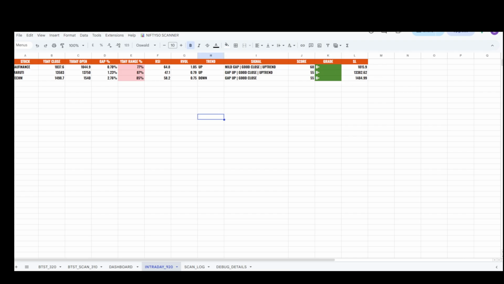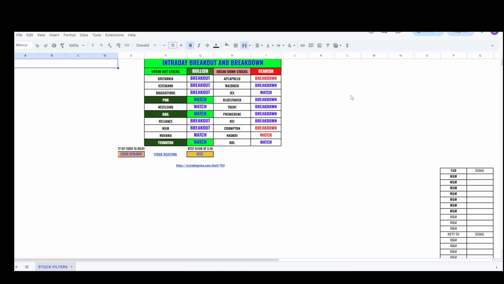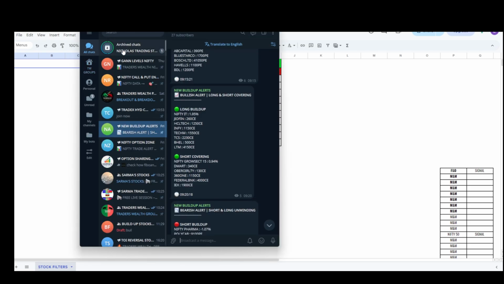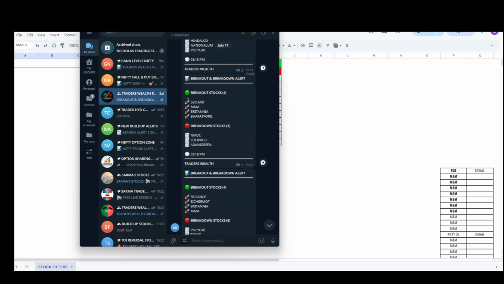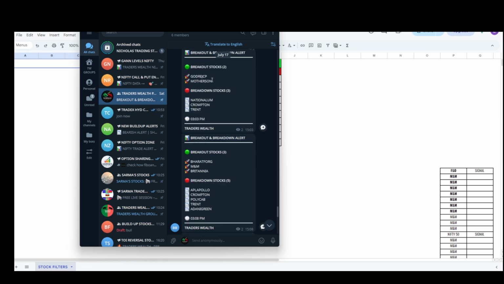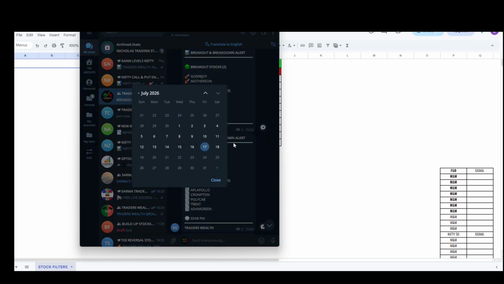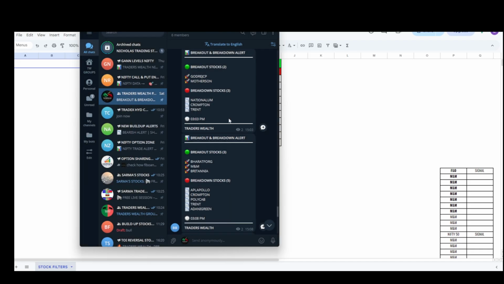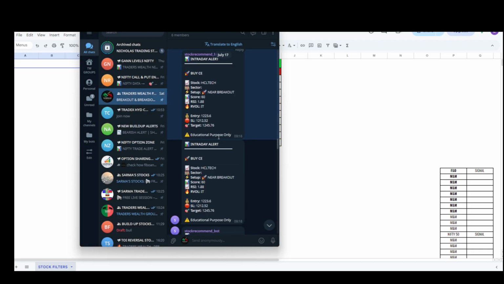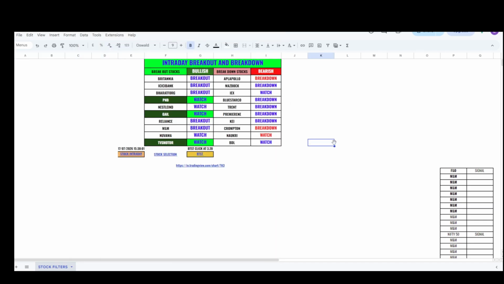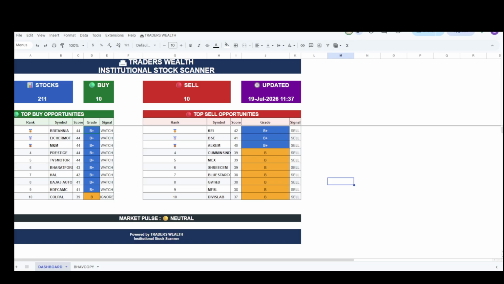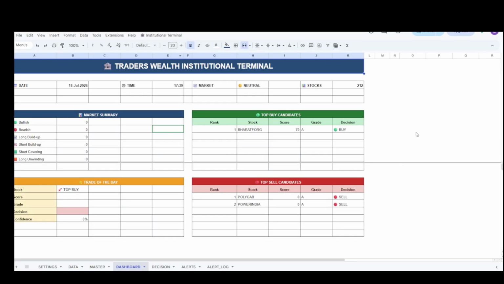Then we have breakout and breakdown stocks. Whenever a stock is going to break out, it lets you know, and there is an alert system to Telegram also. So whenever a stock is breaking out or breaking down, it lets us know. This is another kind of trade. Another is pivot, which I've already shown. This is something called breakout.